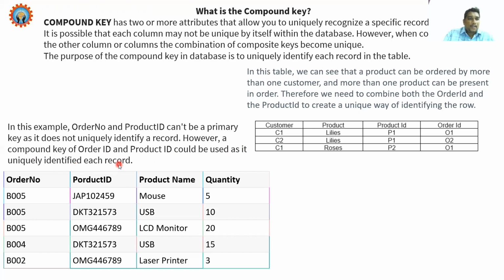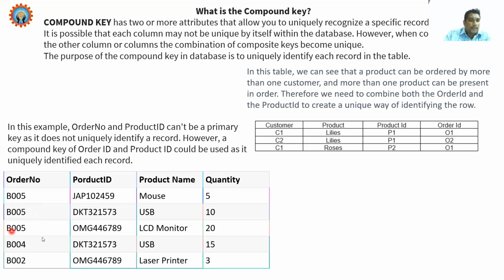So if you take these two non-primary key attributes, we can identify a record: which order was booked based on the product. Based on the product, you can say the order, and based on the order, you can retrieve the product. If I give the product ID, automatically you can get the order number.